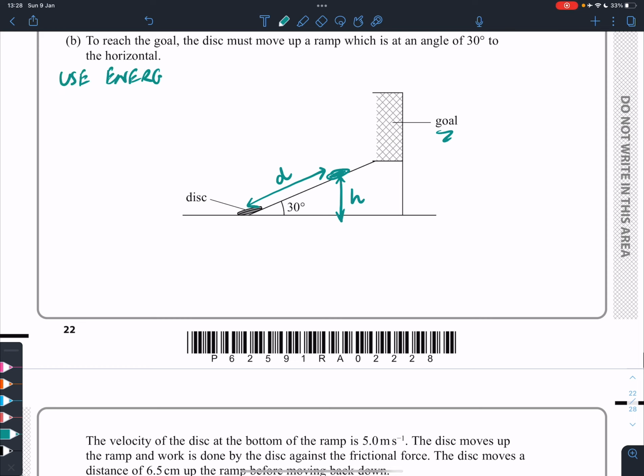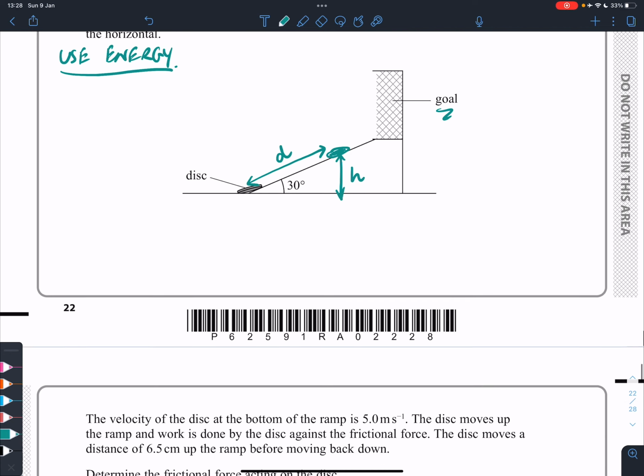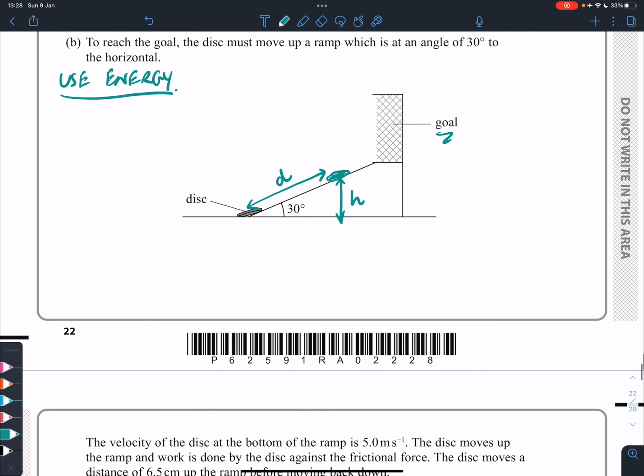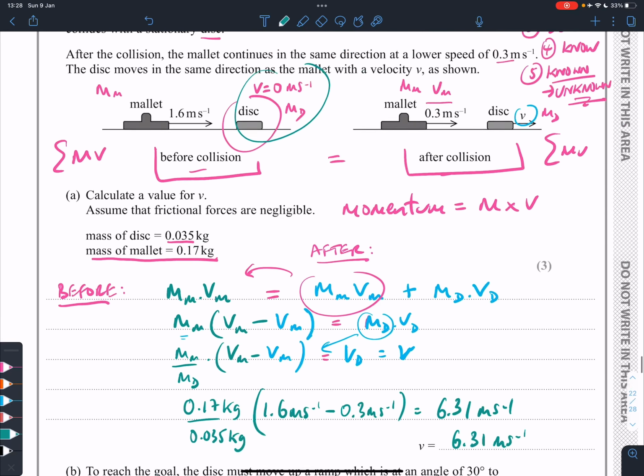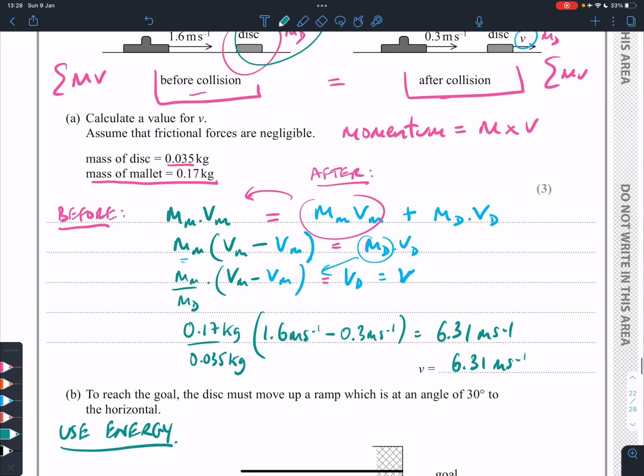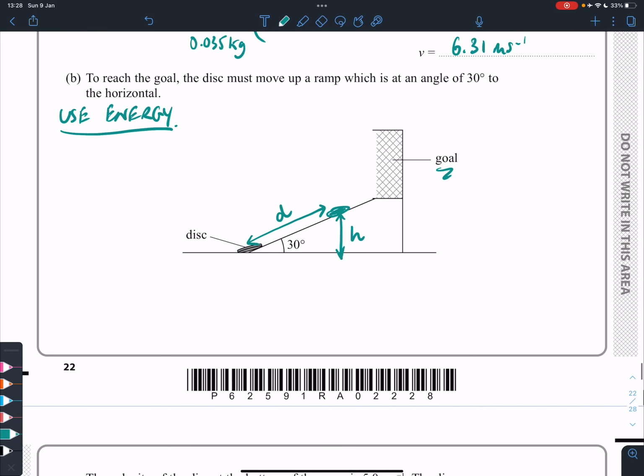If you don't have a time component, and here nowhere are they asking for time, you can always look to use energy. And the good thing about energy, it's kind of similar to momentum in its conservation. Conservation of momentum says the momentum before and after are equal. And so we're saying the energy before and after are equal. So what's the before energy?